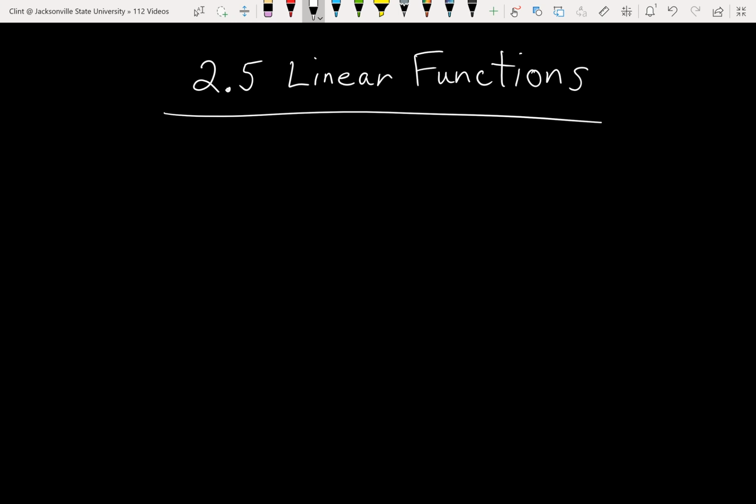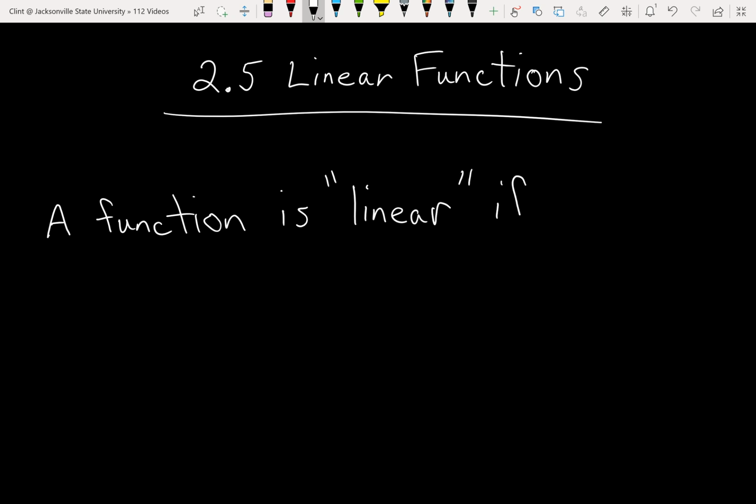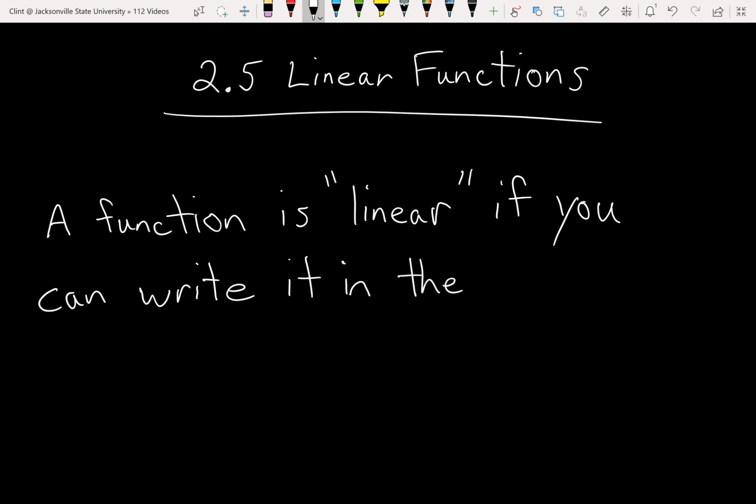So one thing that I need to tell you is that if you want to determine whether or not a function is linear, what do we mean by that? Well, if you think about the graph, that means we're going to have a straight line. But as far as the equation, we mean that you can write it in the form y equals mx plus b. Remember that from last time, our slope-intercept form.